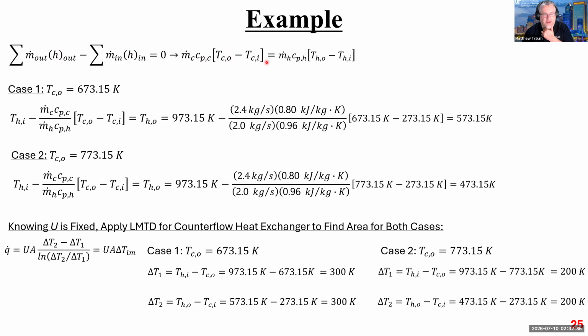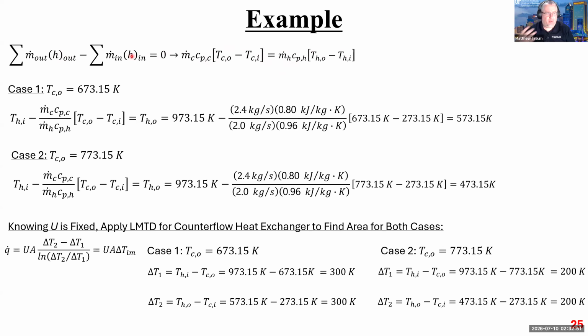Okay, but these guys become these guys, right? So they're equal to each other, and I'm just pulling the constant specific heat for each of the fluids out, leaving m dot Cp times the temperature difference for the cold fluid. Same for the hot fluid.